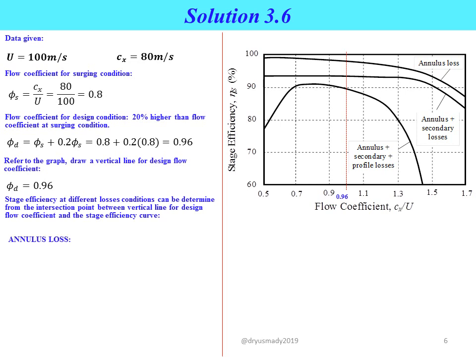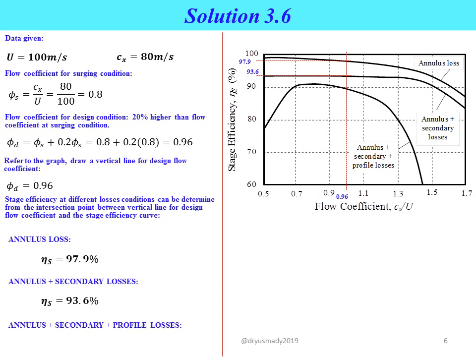Okay, so for the stage efficiency when we just consider annulus loss, just find the intersection point. So we will get stage efficiency at that condition equal to 97.9%. If we consider annulus plus secondary losses, we will get a lower stage efficiency, which is 93.6%. And the last one is the stage efficiency when we consider annulus plus secondary plus profile losses. So we will get the stage efficiency of the compressor equal to 89.6%.